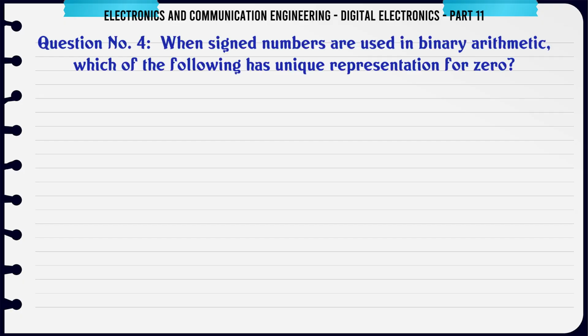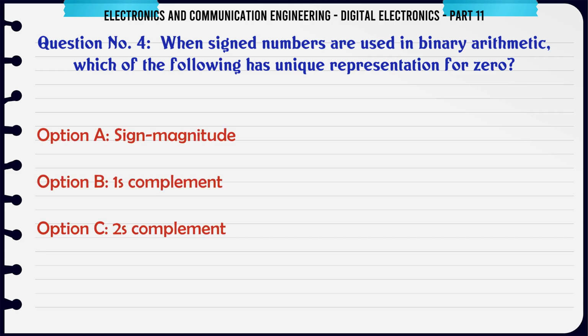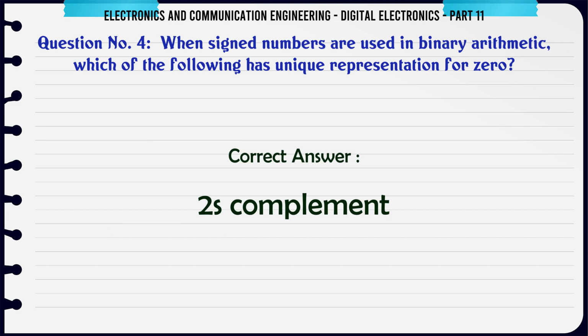When signed numbers are used in binary arithmetic, which of the following has unique representation for 0? A, sign magnitude. B, 1s complement. C, 2s complement. D, 9s complement. The correct answer is 2s complement.